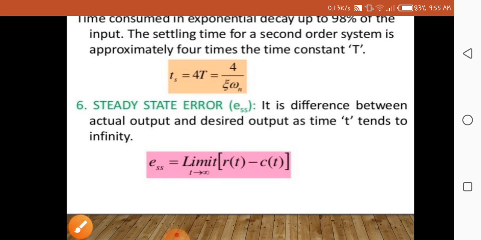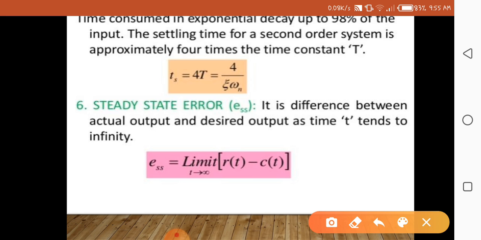Now steady state error. It is the difference between actual output and desired output. So steady state error is equivalent to the limit as t tends to infinity of r of t minus c of t. This is the steady state error.